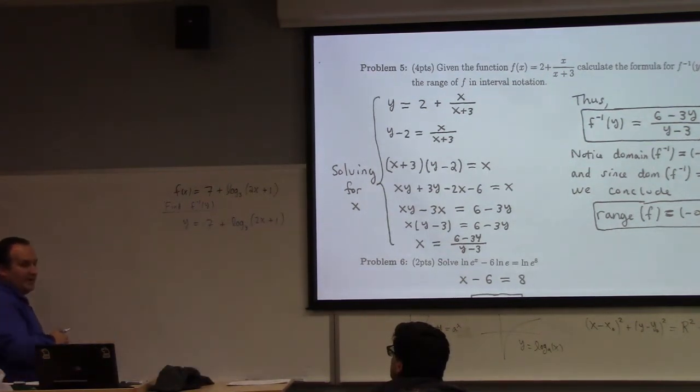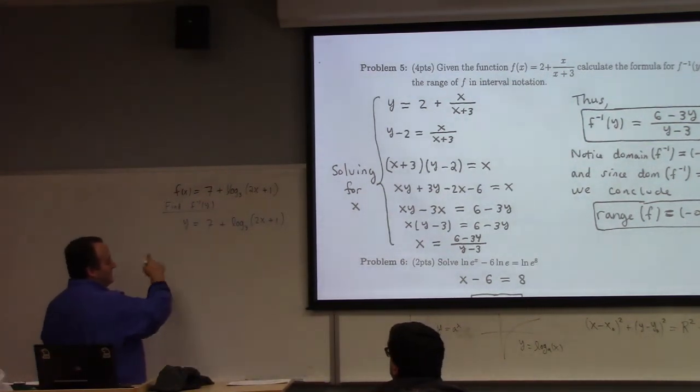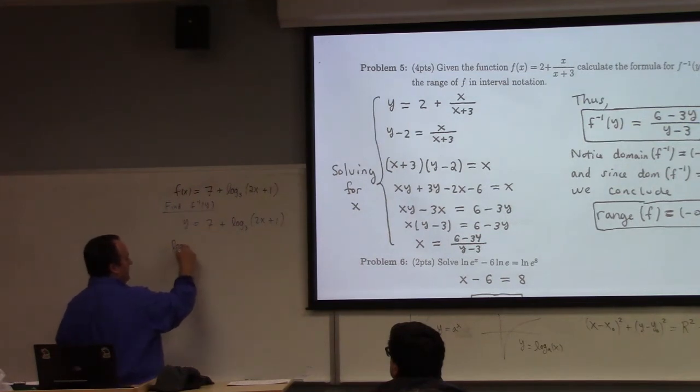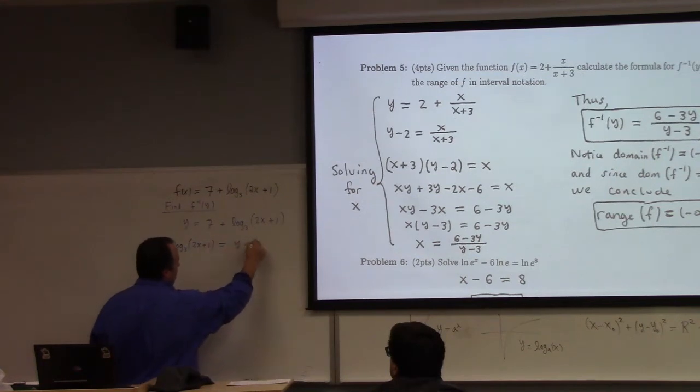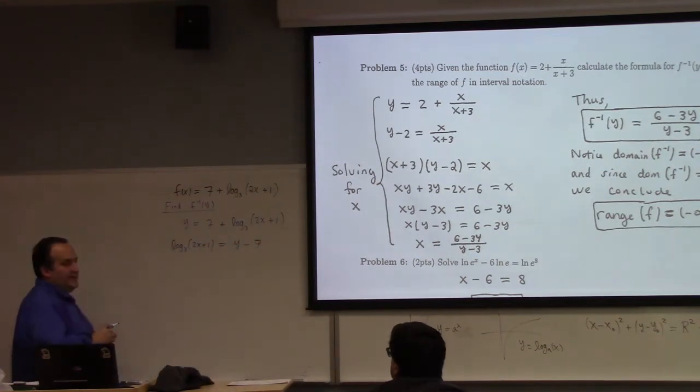Now I solve for x. How do you solve for x here? Isolate the logarithm. So I've got log 3 of 2x plus 1 is y minus 7. How do I get that x on its lonesome? How do I get rid of the log? What's the natural enemy of the log base 3? It is the base 3 exponential function.